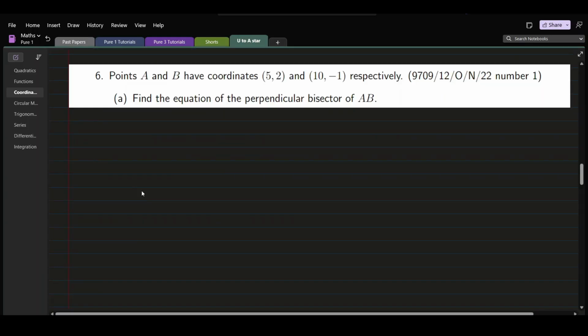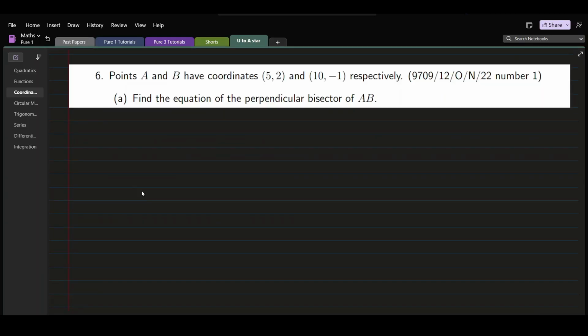Points A and B have coordinates 5, 2, and 10, negative 1, respectively. Part A, find the equation of the perpendicular bisector of AB.